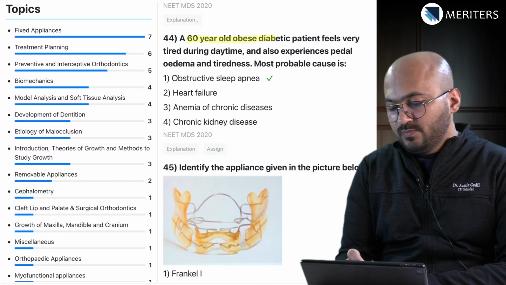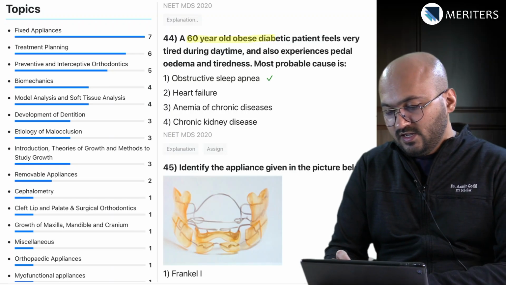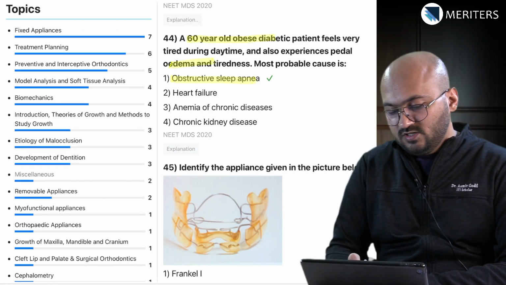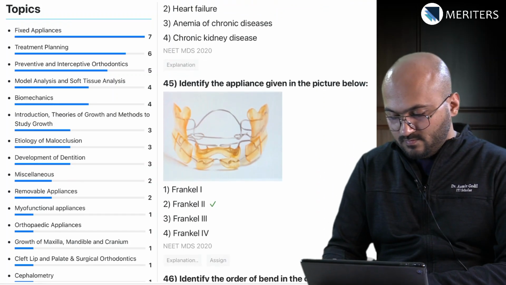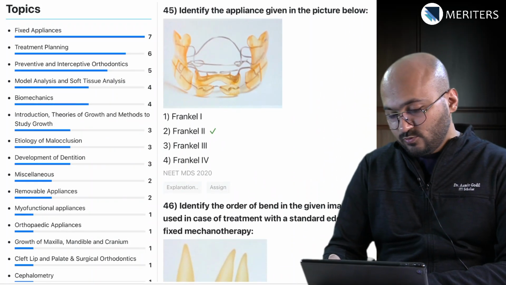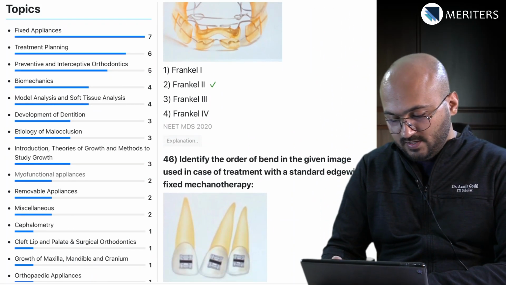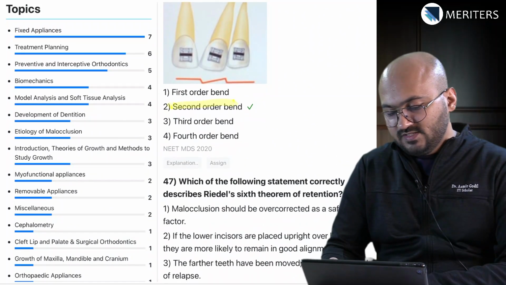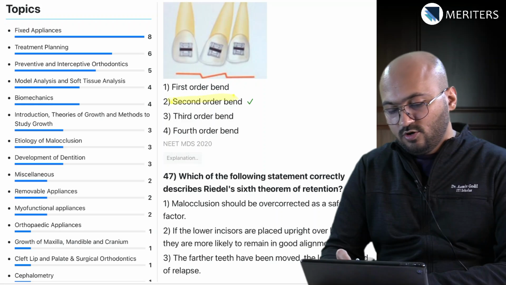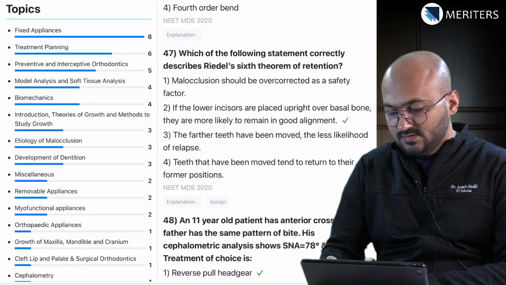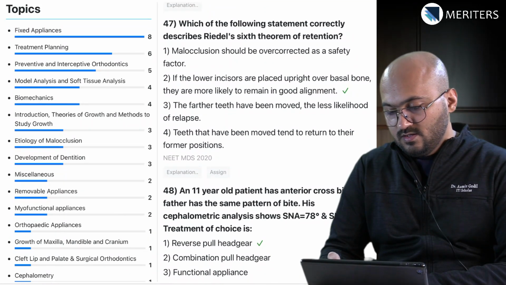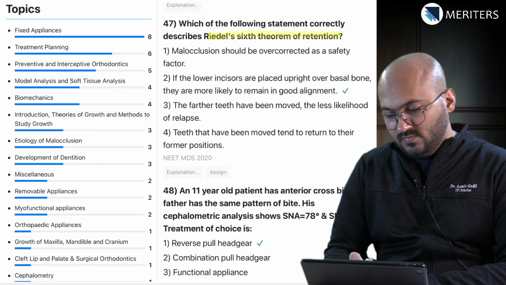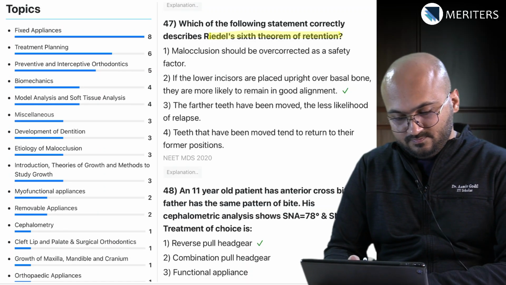Then a 60-year-old obese comes during daytime complaining of all these problems. This is because of obstructive sleep apnea. Then you have an image-based question of Frankel 2, myofunctional appliance. Then you have an image-based question of second order bends from fixed appliances. Then a question on theorems of retention, straightforward factual question.